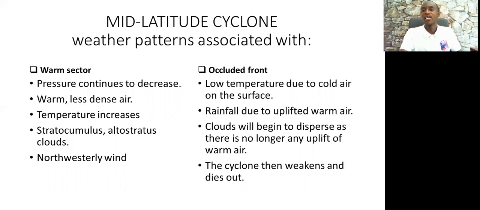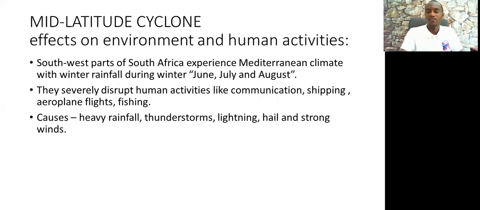Then clouds begin to disperse as there is no longer an uplifting of warm air. The cyclone then weakens and dies out. So the cyclone dies out just after the occluded front. Now, what are the effects of mid-latitude cyclones?